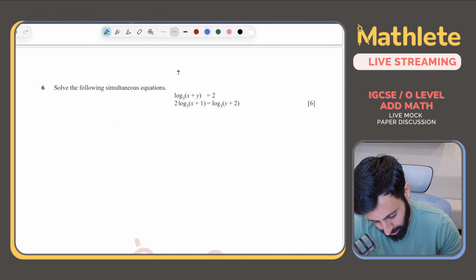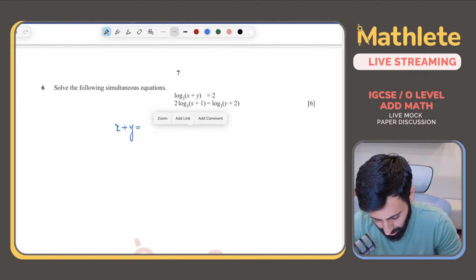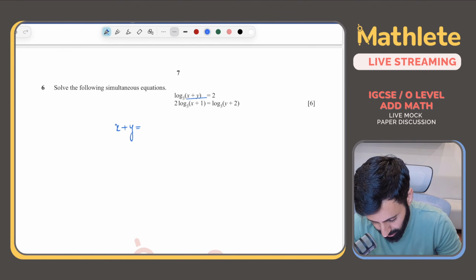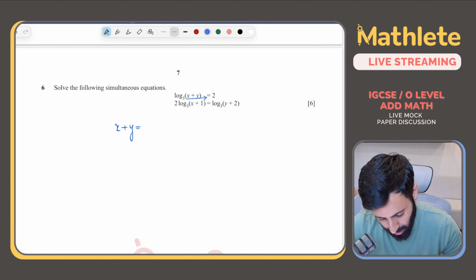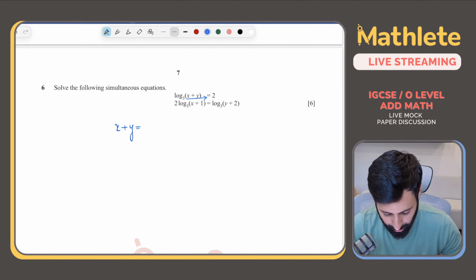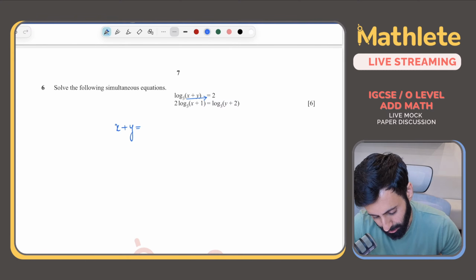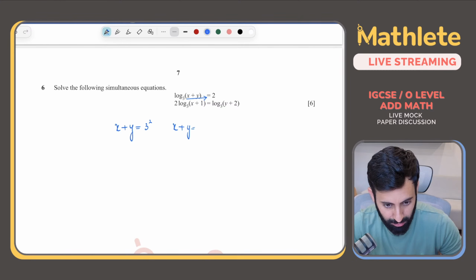All right, so first of all, we will use the chain rule. We'll use the conversion law, and we will rewrite this as x plus y equals 3 square, which basically means x plus y equals 9.